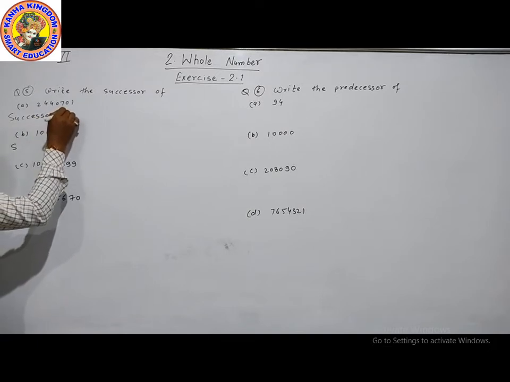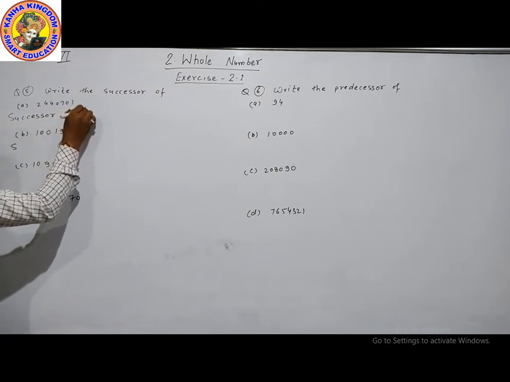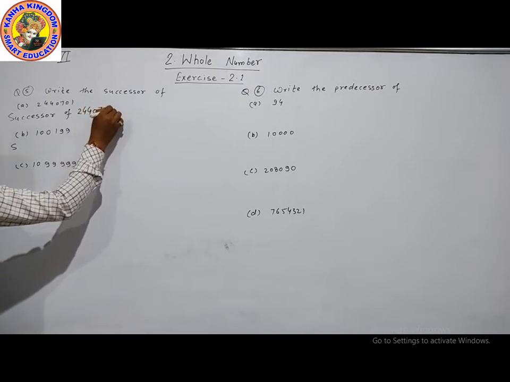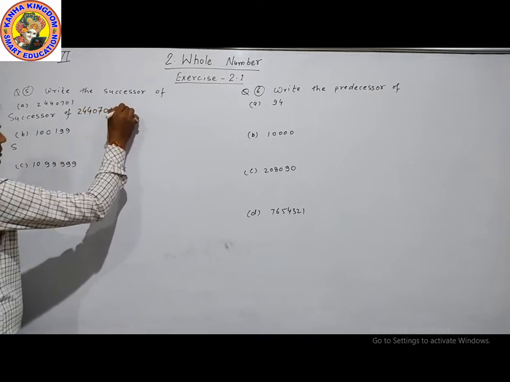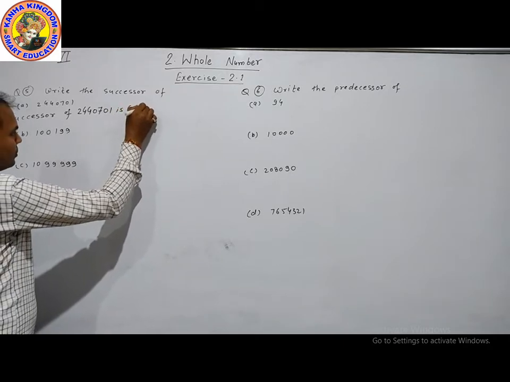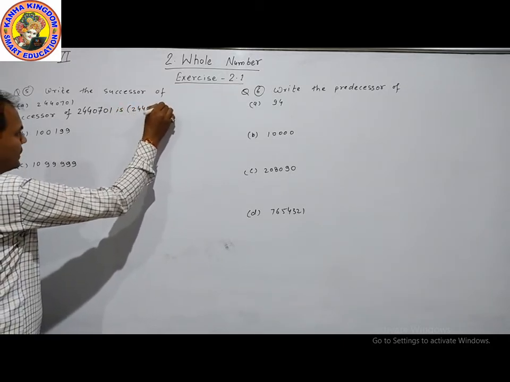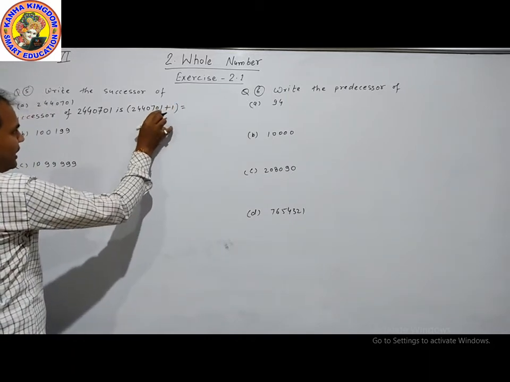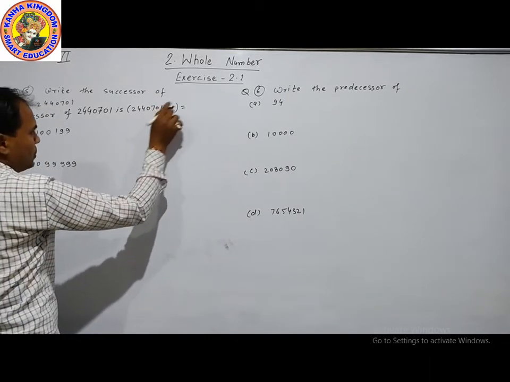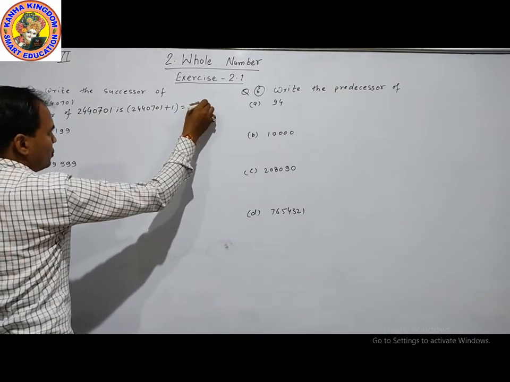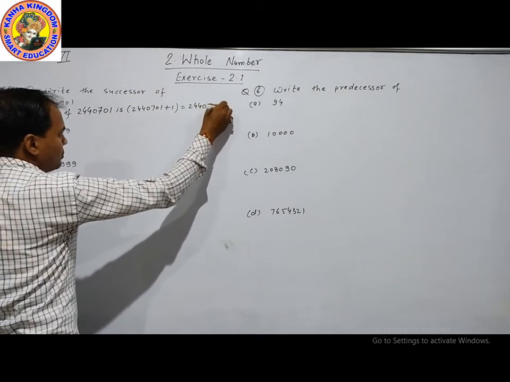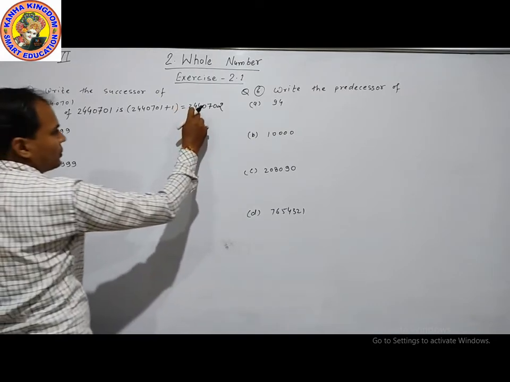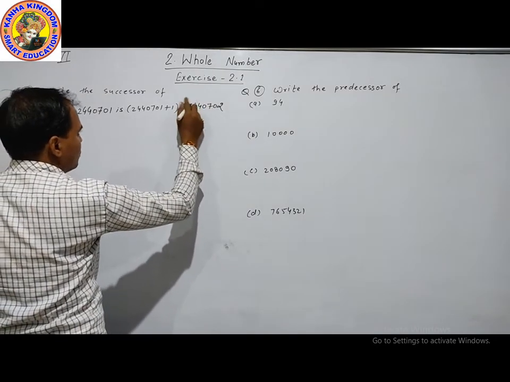The successor of 2,440,701 is found by adding 1: 2,440,701 plus 1. When we add 1, the 1 becomes 2. The answer is 2,440,702.